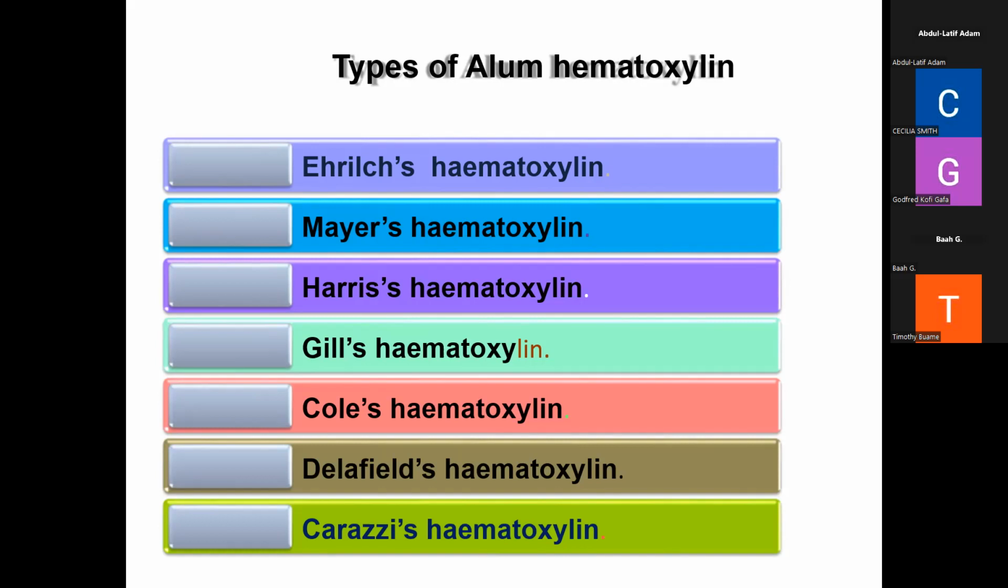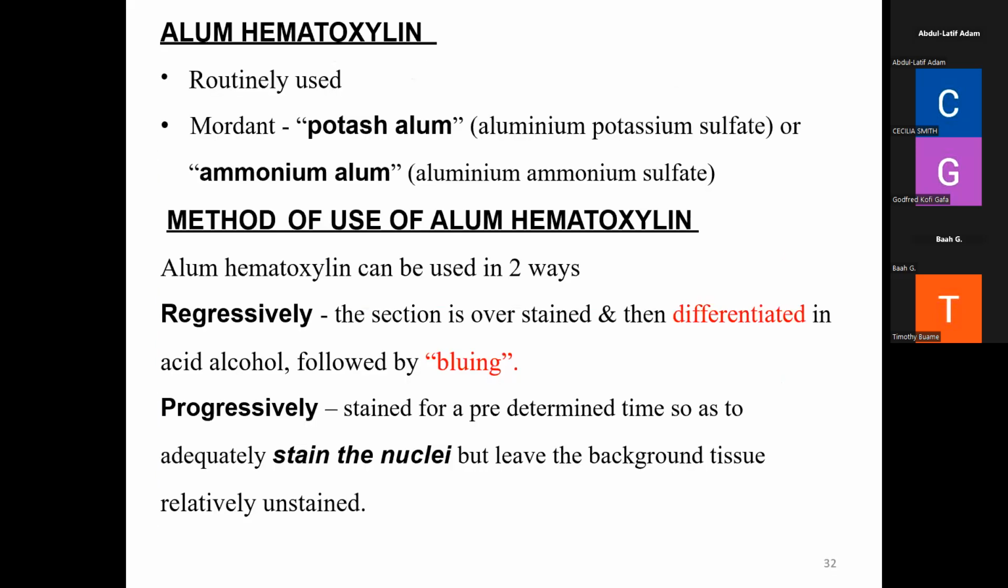So it depends on the preference of the technologist or the scientist in charge, the pathologist, and they decide on which hematoxylin will give the brightest contrast between them. So for alum hematoxylin, it is used progressively or it can be used regressively.